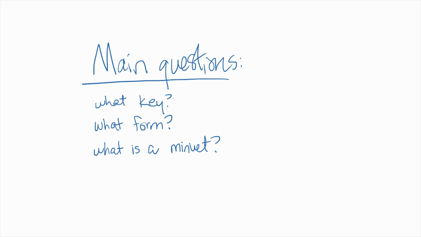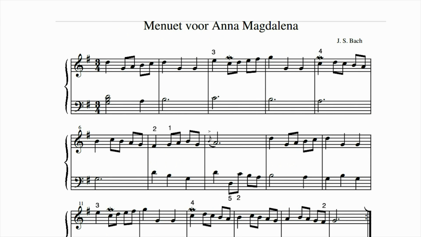Let's start by looking at the overarching details of the piece, specifically what key is it in, what song form is it written in, and also what is a minuet. So to answer the first question, what key is it in, all we have to do is take a look at the key signature. There's one sharp in the beginning. What this tells you is there's only one major key and one minor key that have one sharp. So this is either going to be in G major or E minor.